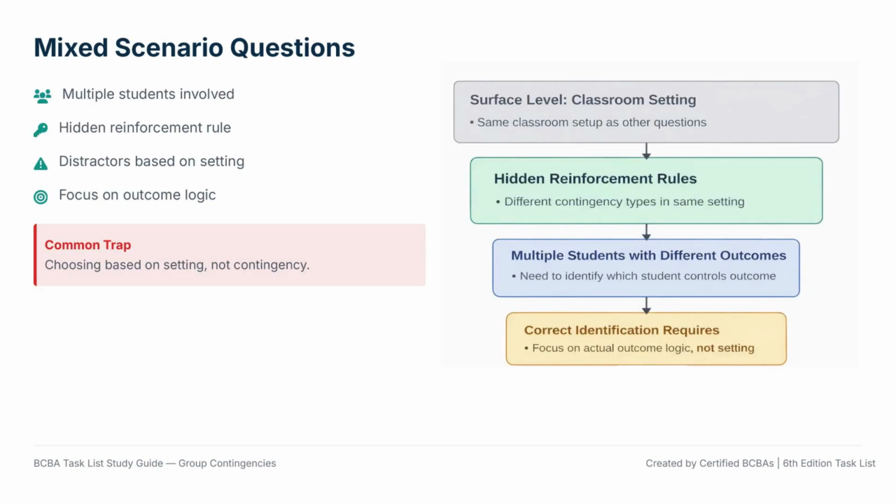Many exam questions are intentionally designed to be tricky. They may include multiple students, distractors, or irrelevant details. Your job is to focus on the reinforcement rule. A common trap is choosing the answer based on the setting rather than the contingency structure. Always return to the question: who controls the outcome?